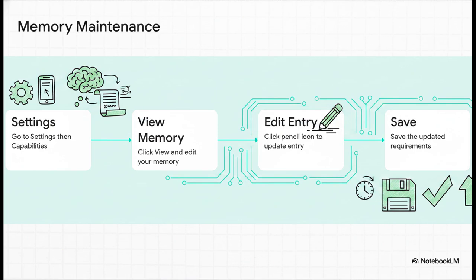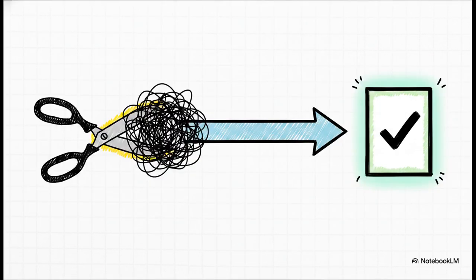And that introduces a really critical need for routine maintenance. But don't worry, the fix is super fast. It takes maybe 2 minutes. You just go into your settings, select capabilities, and click on View and Edit Your Memory. You find that old Python 2 entry, give that pencil icon a click, and just update it to say something like Python 3.11 plus, no legacy compatibility, and hit save. Easy. The exact moment you make that quick little edit, your results instantly transform.